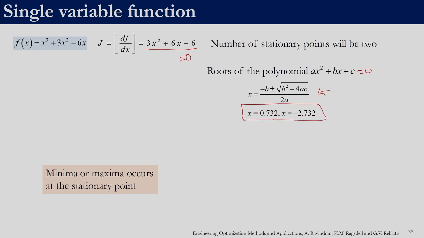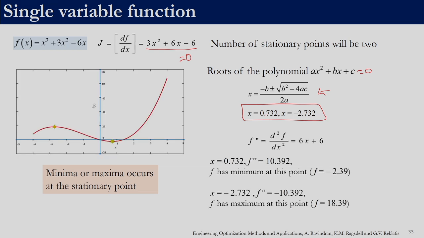So x equals 0.732 is a stationary point. x equals minus 2.732 is a stationary point. With this information alone, it is not possible to say whether the function has a minima or maxima. So we need to find the second derivative. The second derivative for this is 6x plus 6. Now the second derivative has to be evaluated at each of the stationary points, 0.732 and minus 2.732, right? If we evaluate, the second derivative for 0.732 turns out to be 10.392. Since it is positive, it is a minimum. Whereas for the second point, minus 2.732, since it is negative, it will be a maxima. So we have a minima at 0.732 and a maxima at minus 2.732, right?